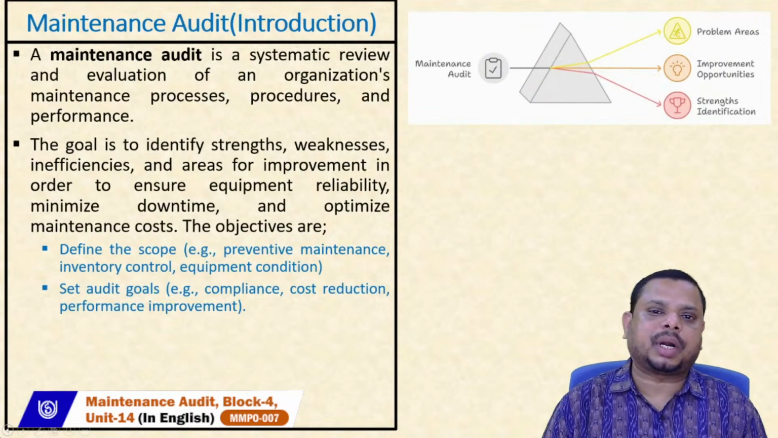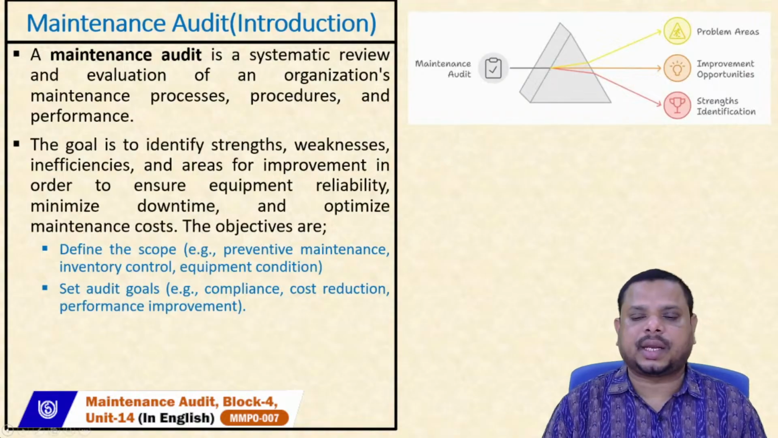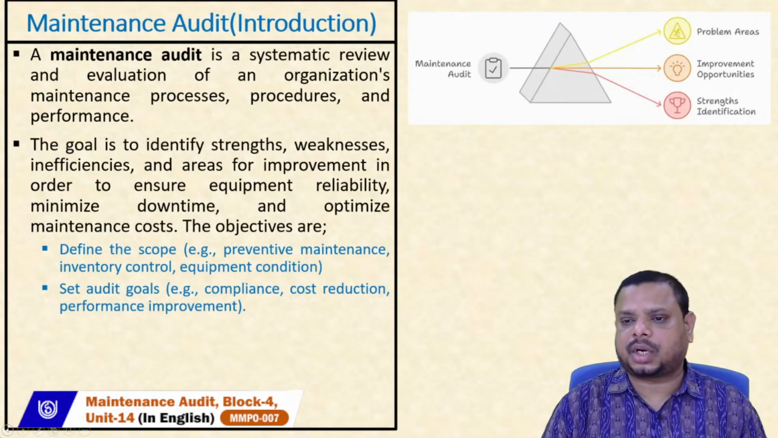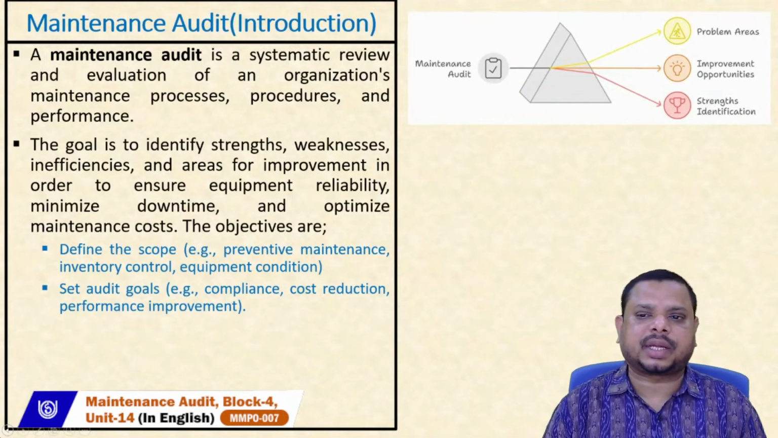The next important part is that audit also focuses on strength identification. For example, a company has been producing good quality product throughout the last 10 to 15 years. In that case, they identify the key strengths of the company through the maintenance audit.